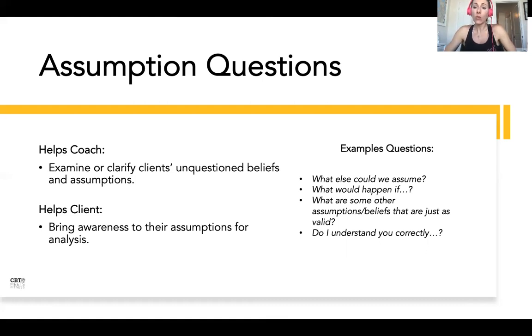Another one, what would happen if? So you're adding a little statement. What would happen if you had your meal pre-decided before you went to the restaurant? What are some of the other assumptions or beliefs that are just as valid? So we want to look at other assumptions, other beliefs that they may not have thought of, but they could be valid. We're not saying they are, but could.